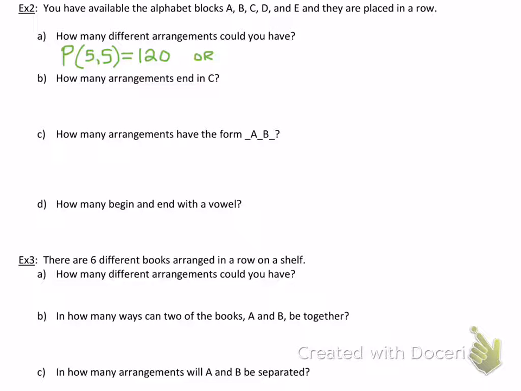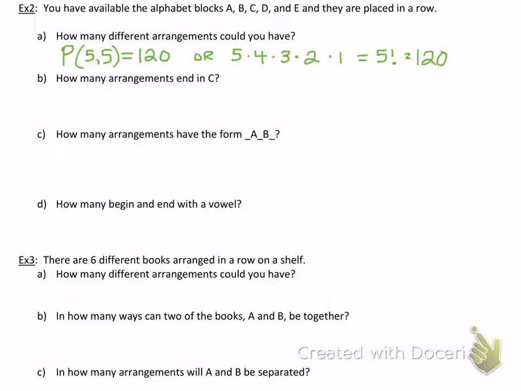If you did the fundamental counting theorem, you would have 5, and then 4 blocks left over, then 3 blocks left over, 2 blocks left over, and then 1 block left over. So this actually equals 5 factorial, which is 120. So when our permutation has the same r and n value, this is what happens.